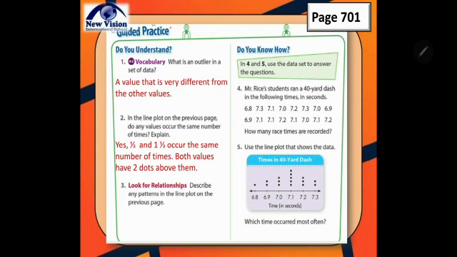Describe any patterns in the line plot on the previous page. Most of the dots are between 1/2 and 1/2. In 4 and 5, use the data set to answer the questions.